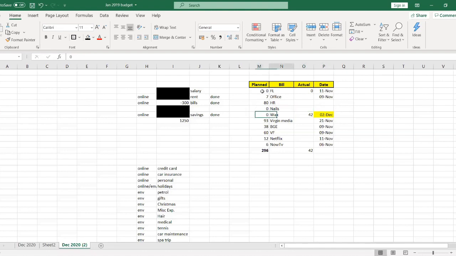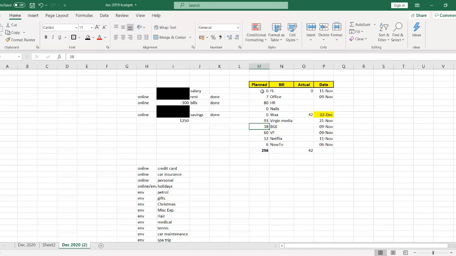Next up is wax, and that was exactly the same. I had budgeted for it in November. We weren't allowed to go to beauty salons, so I didn't spend that money. I just rolled it over. That is why the planned is 0, and the actual amount was €42, and I got that done on the 2nd of December. As soon as I've paid a bill, I highlight it in yellow so I know that it is paid. Then I have Virgin Media, that will be €93.